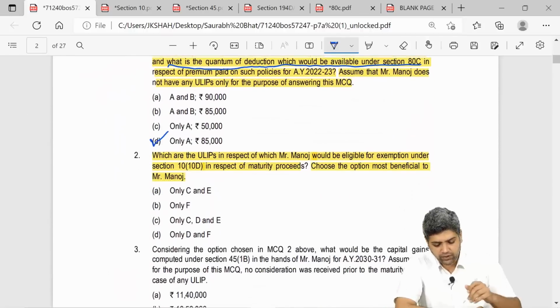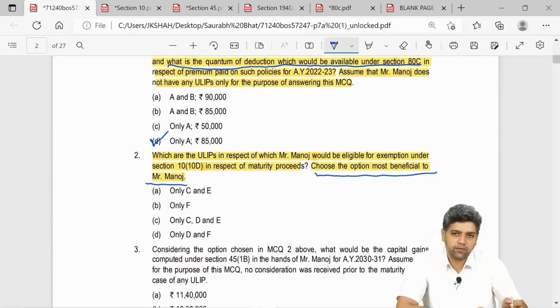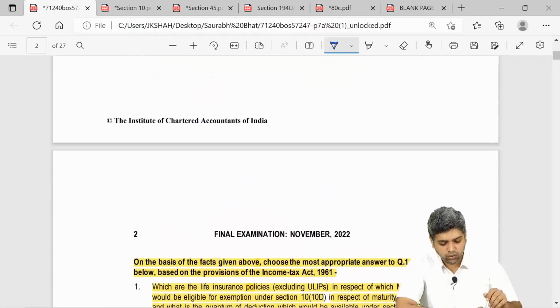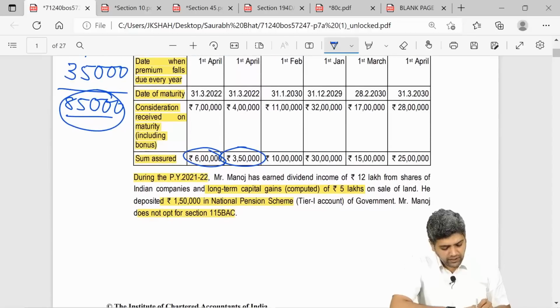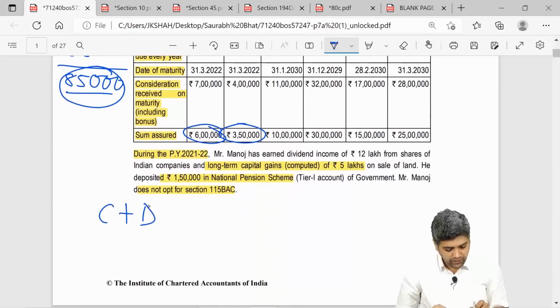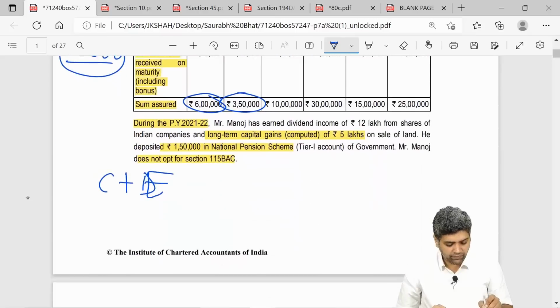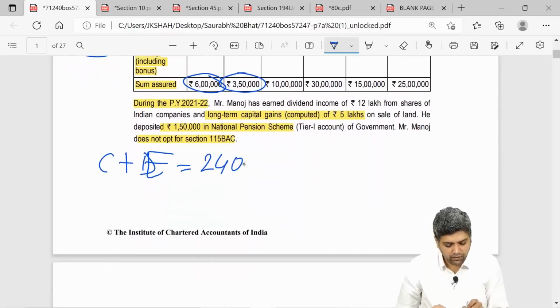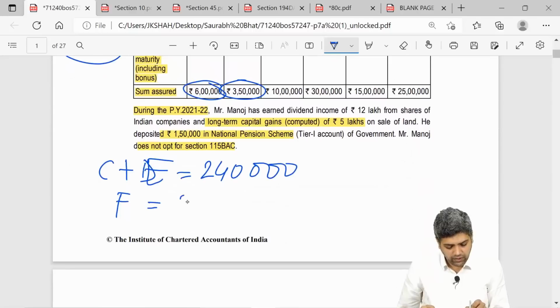One of the key words given over here is to choose the option which is most beneficial to Mr. Manoj. So what would be more beneficial to Mr. Manoj? Option 1 is to take C plus E, because if you take C plus E, then the premium is 1 lakh plus 1,40,000, that is 2,40,000. And the last option is policy F. You take only the singular policy F, where the premium does not exceed 2,50,000.